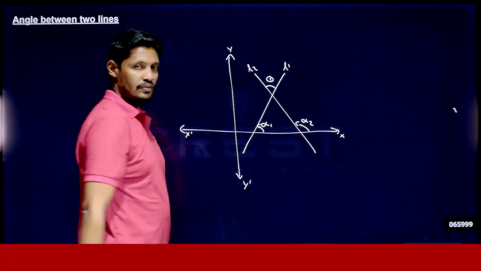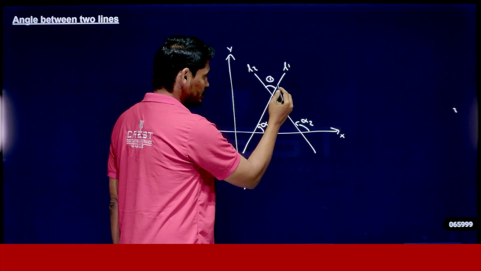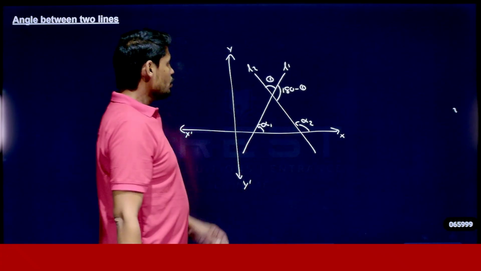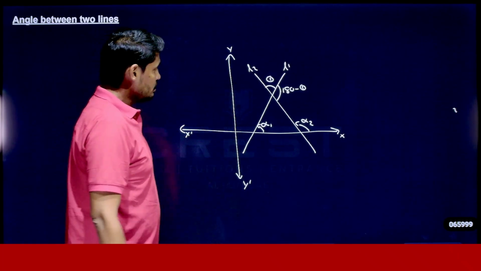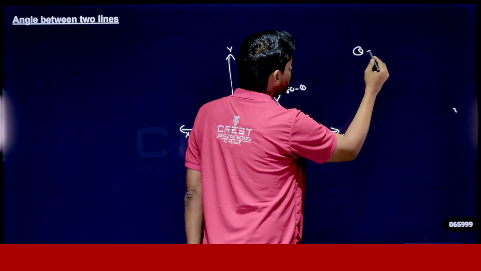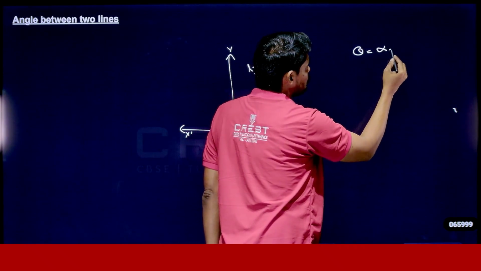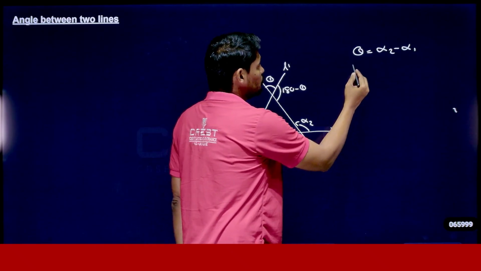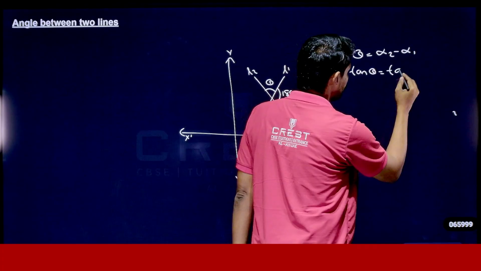Now you have to find the angle between these two lines, theta, and if this is theta, this is also theta. So what will be this angle? It will be 180 minus theta. So we have to find theta, the angle between two lines. From the figure you can say that theta is equal to alpha 2 minus alpha 1. When you apply tan on both sides, you get tan theta is equal to tan of (alpha 2 minus alpha 1).